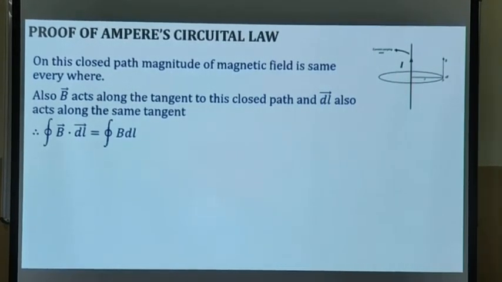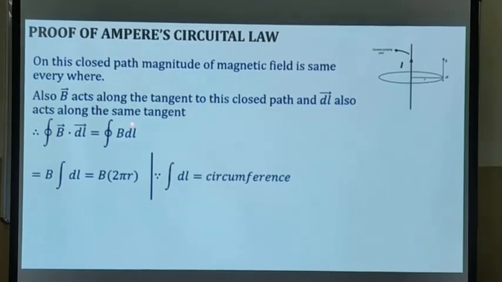So now let's move on to the next step. Here I already mentioned that magnitude of magnetic field is same. That means B is constant here. So this B has been brought out of the integral. Inside the integral we have dl. So integral of dl is nothing but the total sum of all the dl's if I add. Will it not give the circular path? So that means circumference, no? What is circumference of circle? Circumference of circle is 2 pi r. So hence we have B into 2 pi r here.